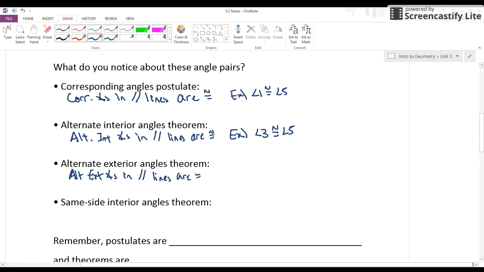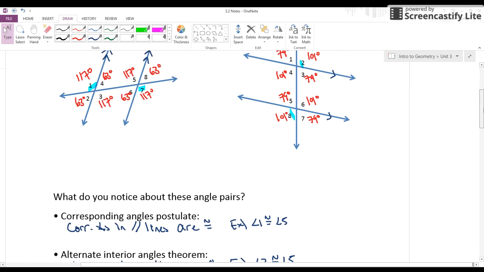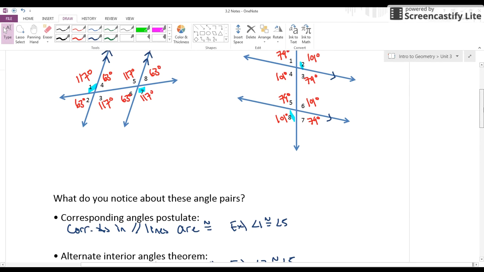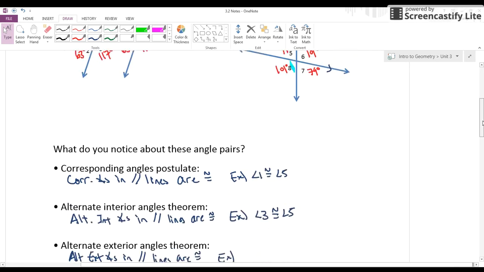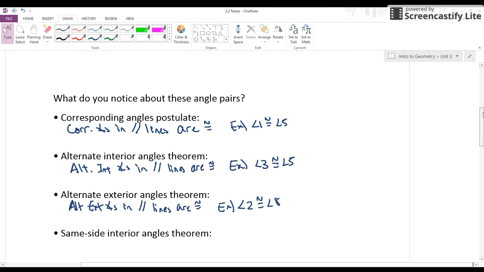So for example, again, if we look back up at this diagram, we had things like angles 1 and 7 in both diagrams, or angles 2 and 8. Those are alternate exterior angles and they are made from parallel lines and a transversal. Therefore, they are congruent. So I'm going to say, for example, angle 2 is congruent to angle 8. All right? Finally, same side interior angles.